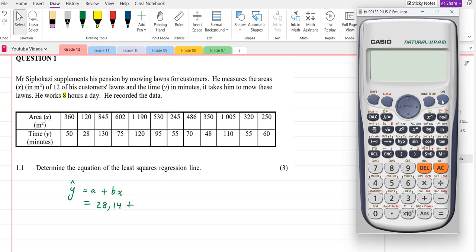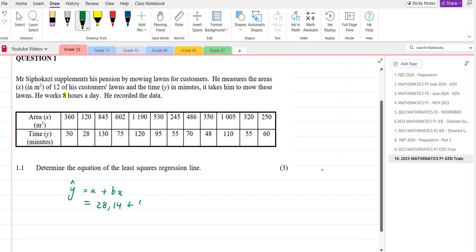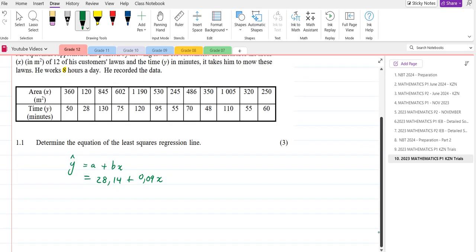So put your calculator on, shift 1, go to regression, option number 5, and press option number 2, and we can see that the answer is positive, which is 0,09x. Right, so we have our least squares regression line equation.